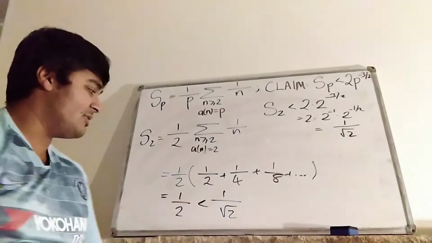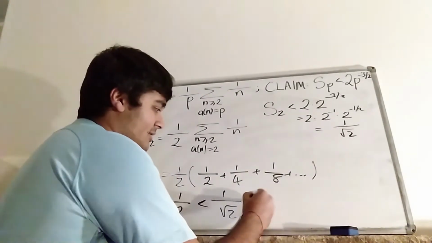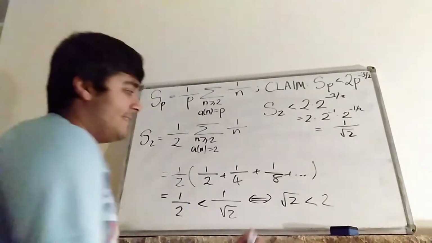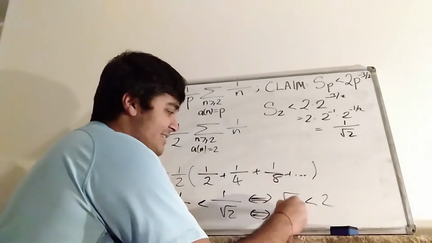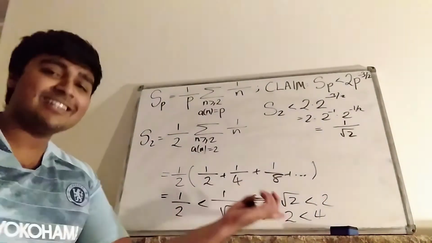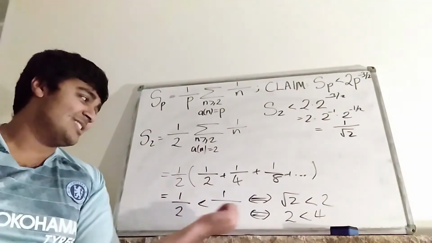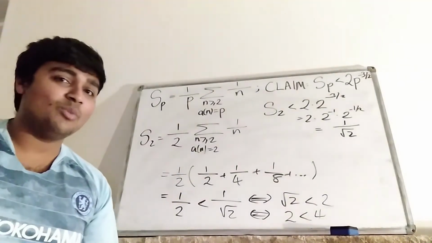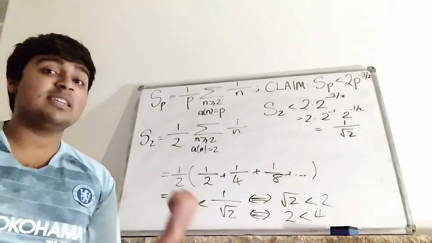And the reason for that is because this is if and only if root 2 is less than 2. Okay, and I guess if you want to make it even more precise, if and only if 2 is less than 4. Certainly 2 is less than 4, so root 2 is less than 2, and thus a half is less than 1 over root 2. So that's the case p equals 2 done.